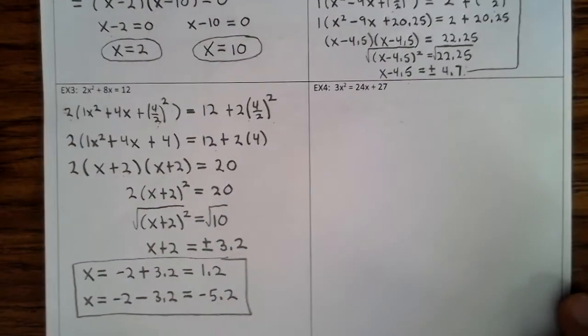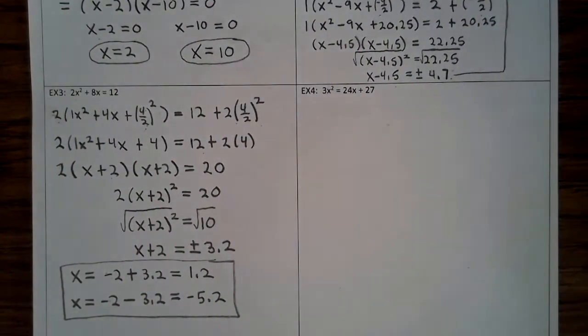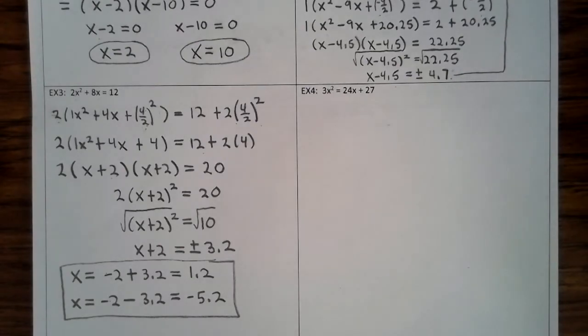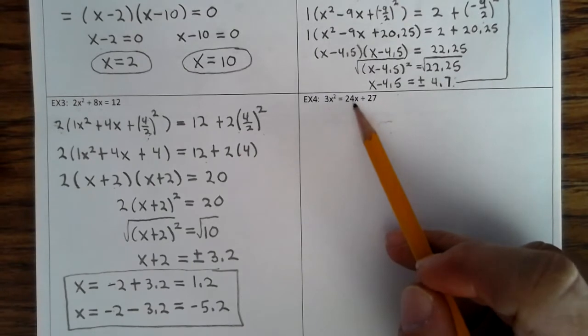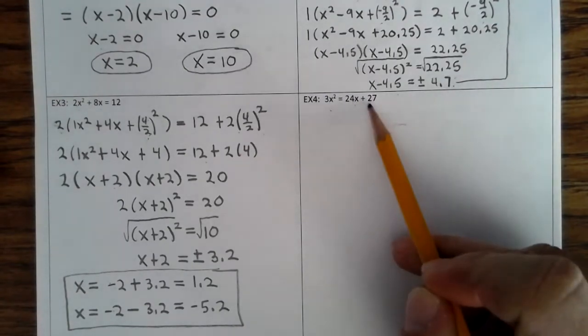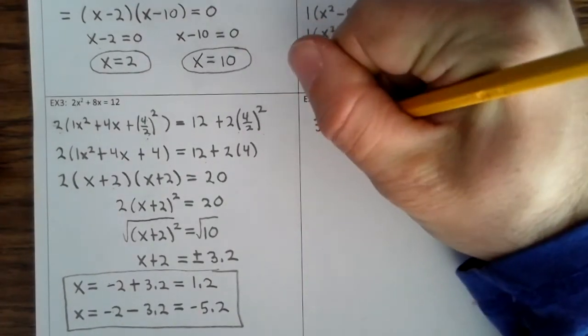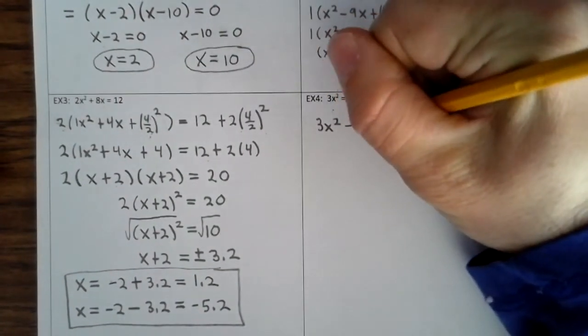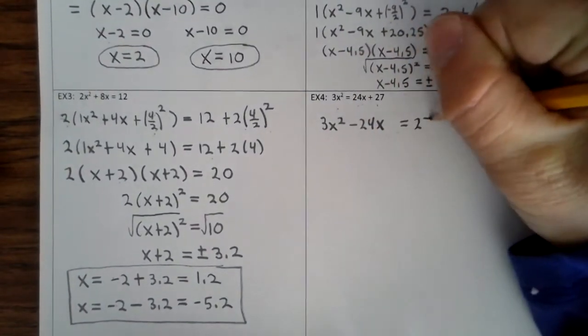All right, now let's take a look at example 4. All right, now here what I'm seeing is I see the 3x squared on one side. If I move the 24x on this side, I could probably complete the square and leave the 27 alone. That's what I'm going to do. I'm going to subtract 24x from both sides. So that's 3x squared minus 24x equals 27.